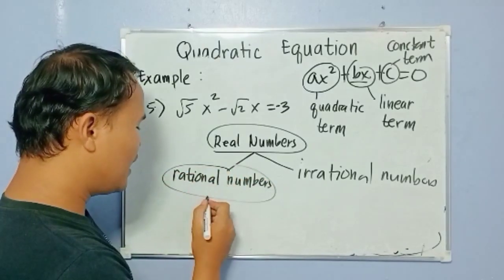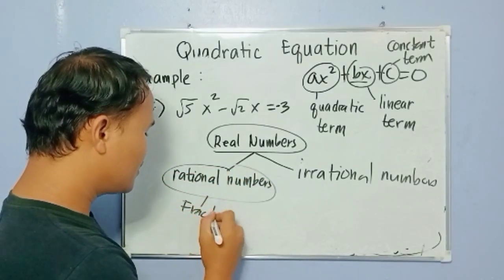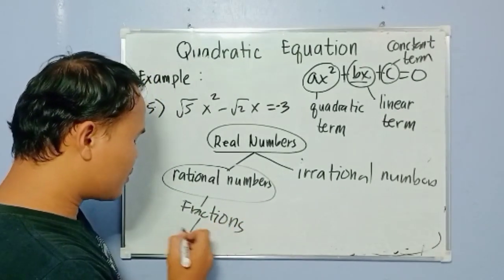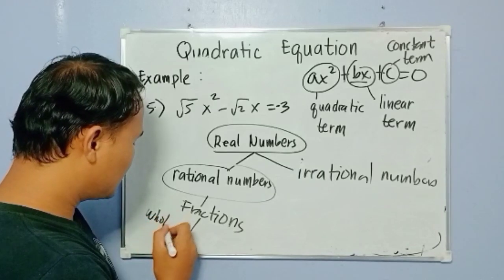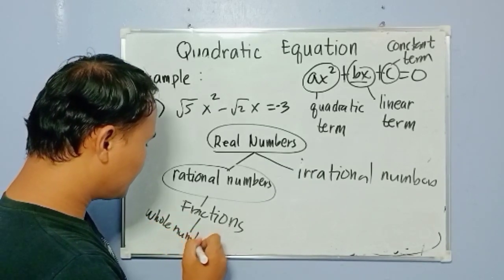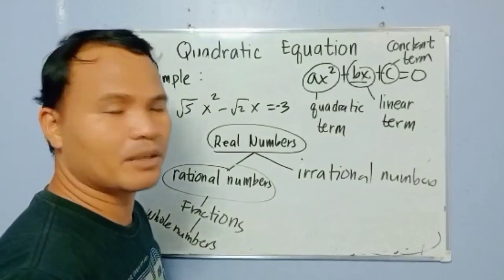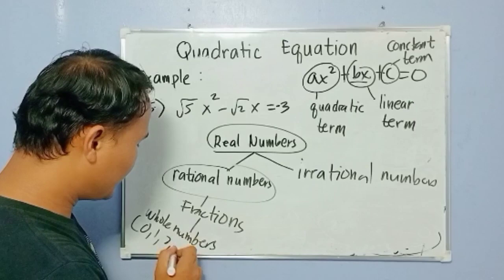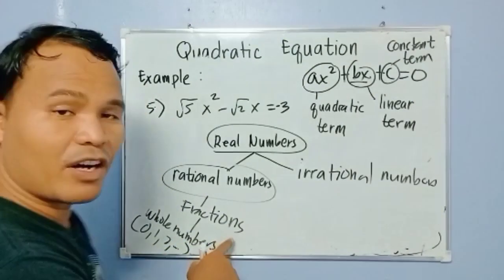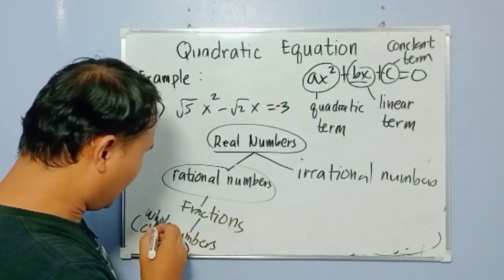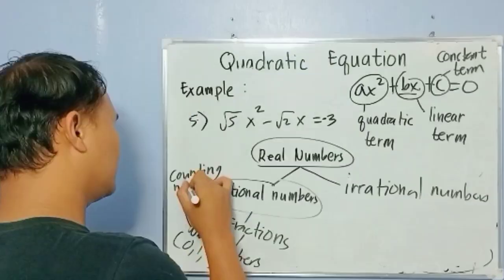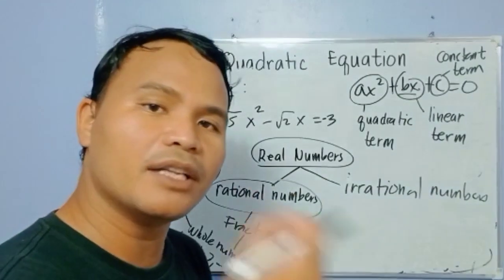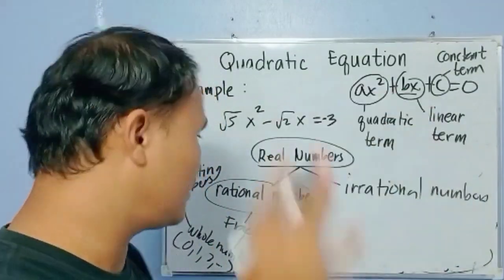Mao ni siya ang mga fractions. Ang under po ng fractions, mga whole numbers. Ano sa yung mga whole numbers? Mga 0, 1, 2, and so on. Diba? Alam mo tayo fractions, di ba? Under po sa whole numbers, ang counting numbers. Ano sa mga mga counting numbers? Starting 1, 2, 3, 4, 5, 6, 7, 8, and so on.